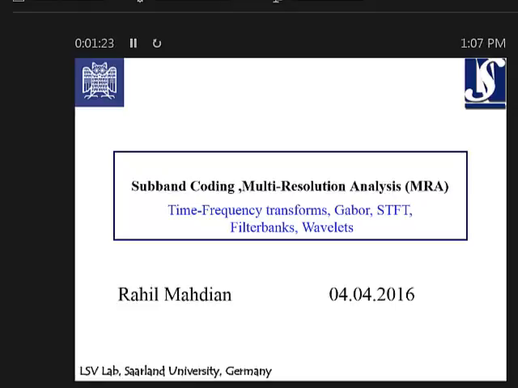So today's topic is about subband coding and multi-resolution analysis, and some of the subtopics coming under the umbrella of these two large topics are time frequency transforms or joint time frequency transforms, like the Gabor and short time Fourier transform, and then the subject of filter banks and the wavelets.